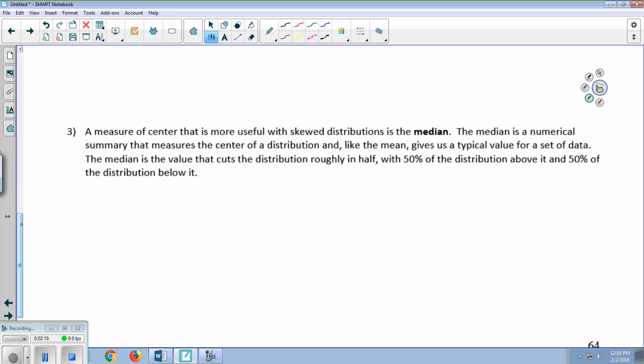So this value that we're looking at, the middle value, is a useful measure of center for a skewed distribution, and it has a name. It's called the median. The median is a numerical summary that measures the center of the distribution. Like the mean, it gives us a typical value for a set of data. The median value cuts the distribution roughly in half. So 50% of the observations of the distribution are below the median, and 50% are going to be above it.